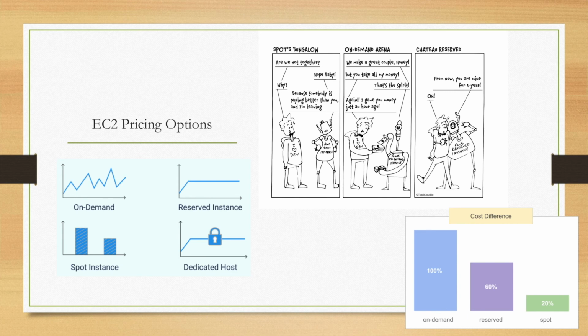But when we buy tickets, we can also reserve beforehand. Maybe we reserve the whole year's tickets, then our price drops. It's the same with EC2: if you use a reserved instance, the price is 60% of the on-demand price.